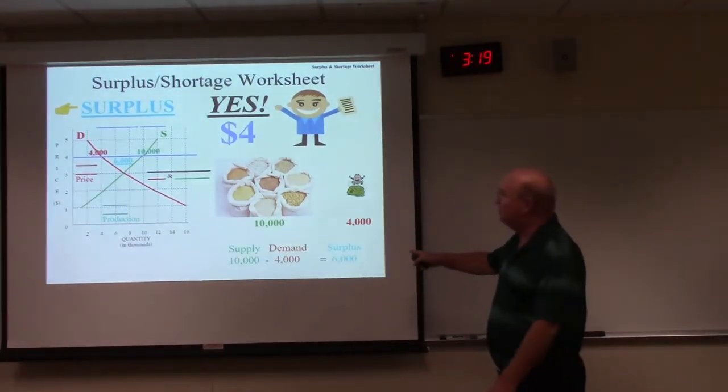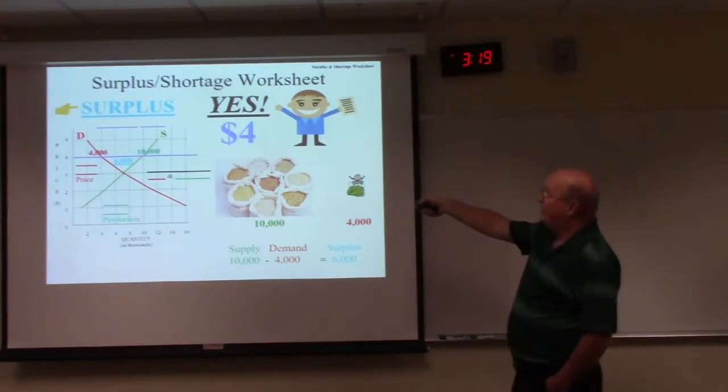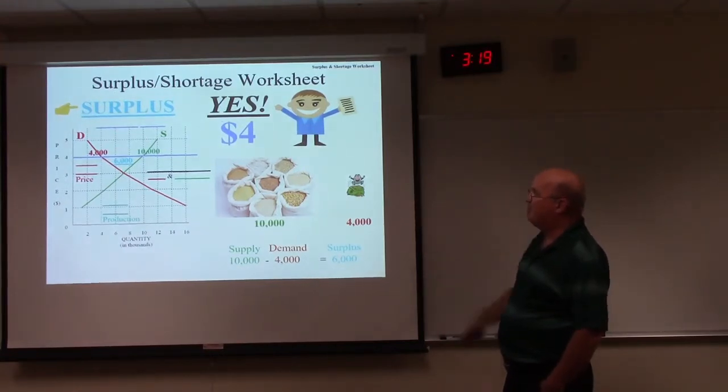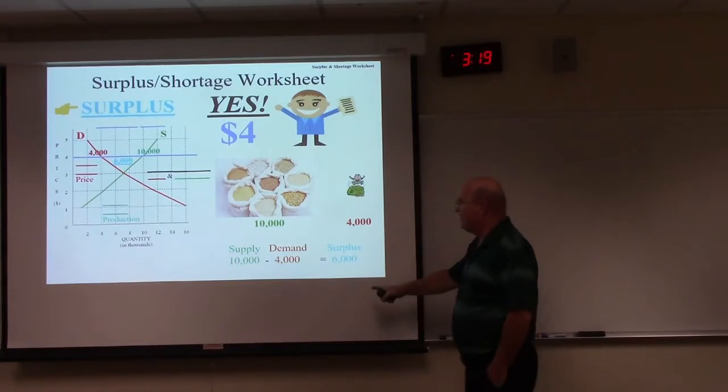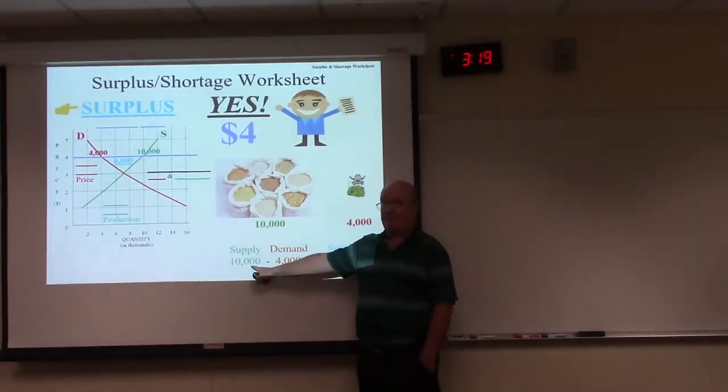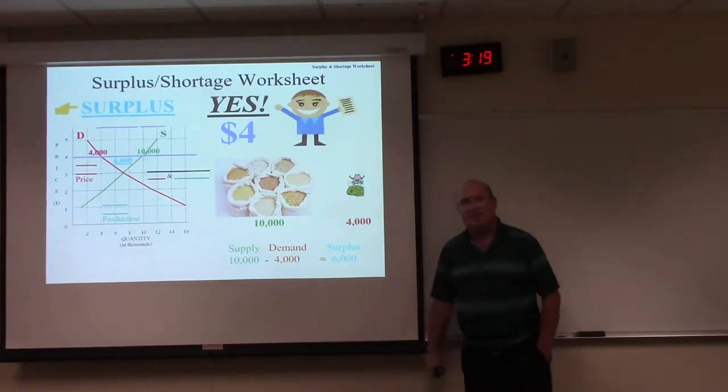Here's where we call it a surplus. Okay? There's a surplus up there, where this crosses everything above it. So in this particular example, everything above $3 we call a surplus. In this particular case, after we sell 4,000 of the 10,000 we made, we have 6,000 left over.